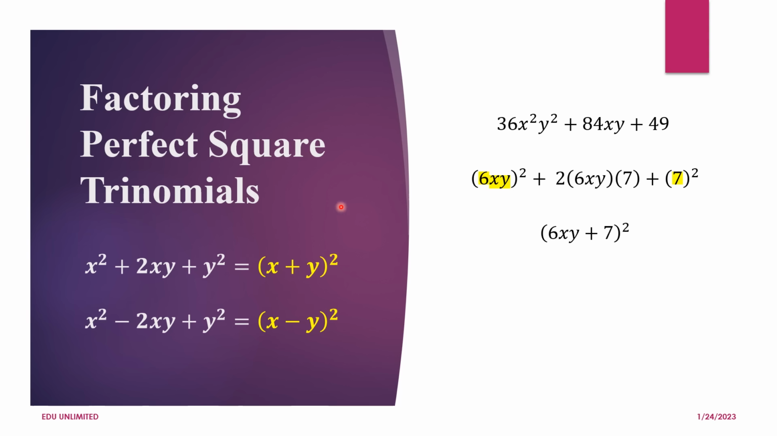Easy formats to remember. x squared plus 2xy plus y squared is equal to open bracket x plus y close bracket all squared, or we use another format, x squared minus 2xy plus y squared is equal to open bracket x minus y close bracket all squared. Depending on the expression, we can apply whichever of the formats applies to the expression that is given to us.